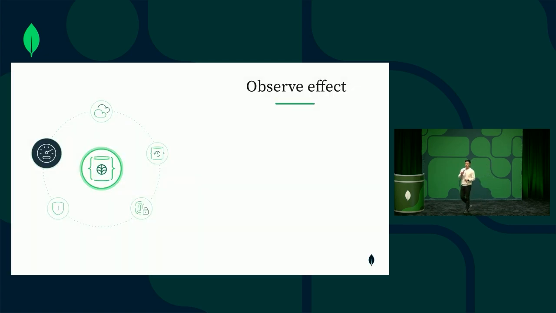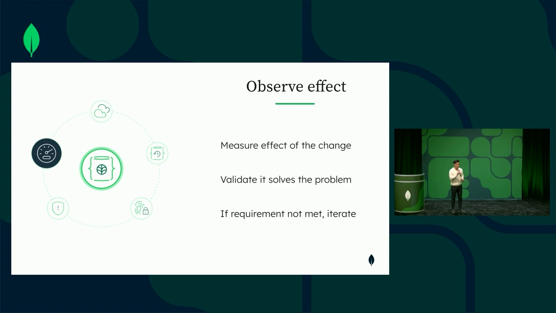So now that we've made our change, the next step is to observe the effect. We'll want to go back to our metrics charts, and we'll want to verify that this had the intended change or the intended result. And if this does satisfy the requirement, then that's awesome, we're done. But if not, we'll continue to iterate through our hypotheses, and we'll continue to iterate until our requirements are met.